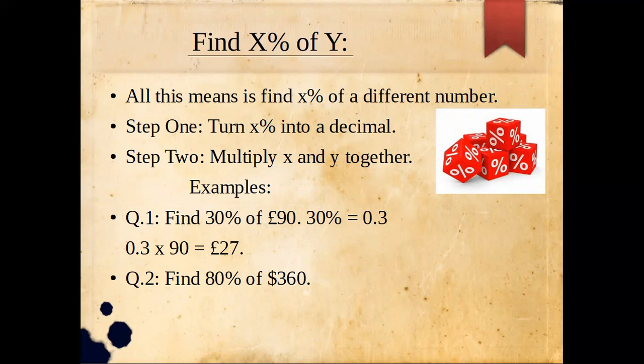So question 2, give it a go, and then I will go through it in a second. It's find 80% of $360. All right, so 80% equals 0.8. And we need to multiply it by $360, which gives us $288. Well done if you got that right.